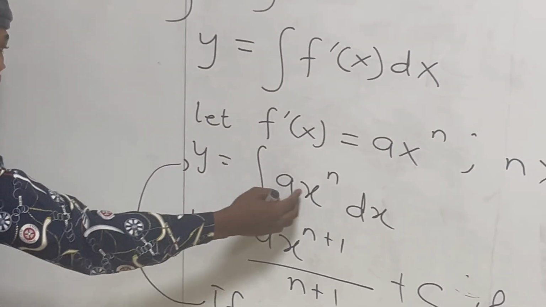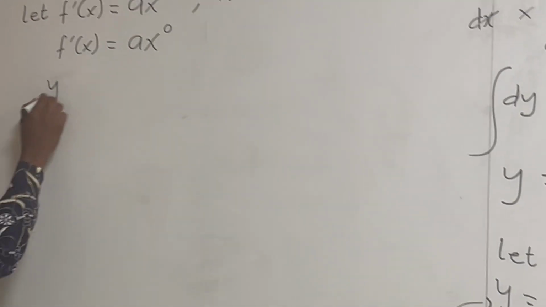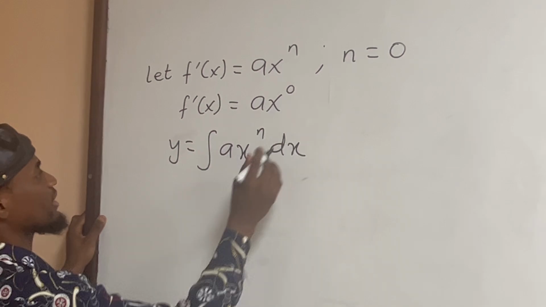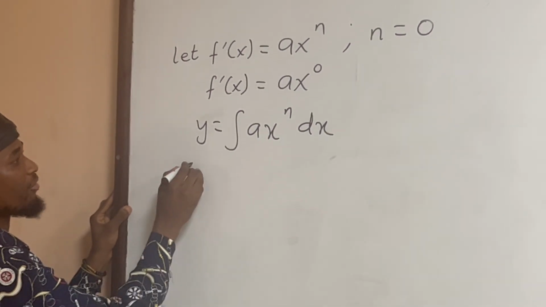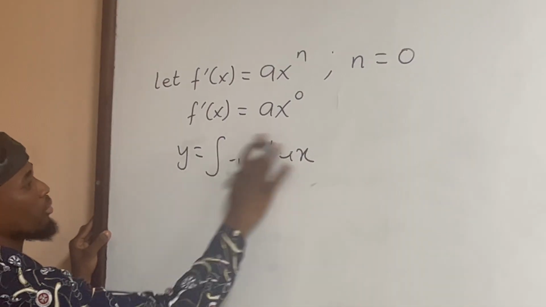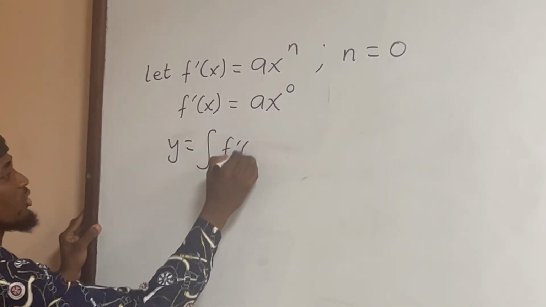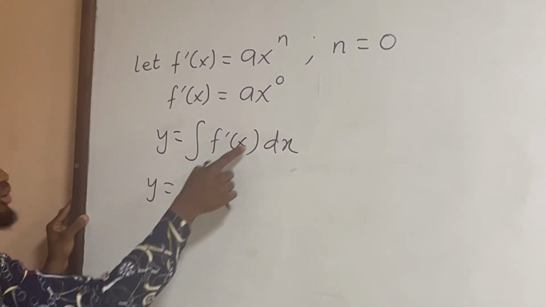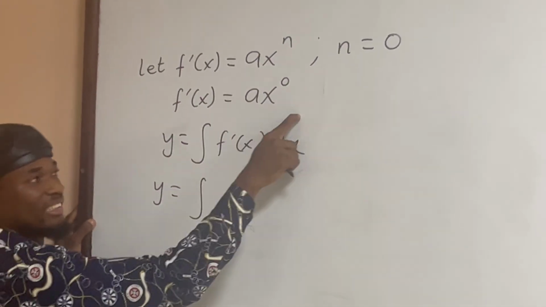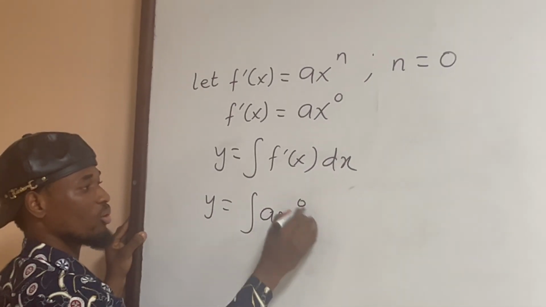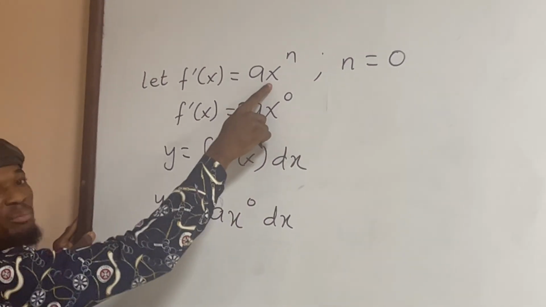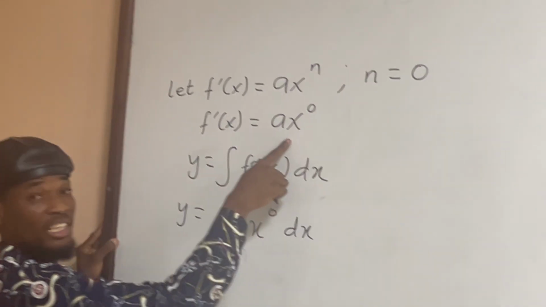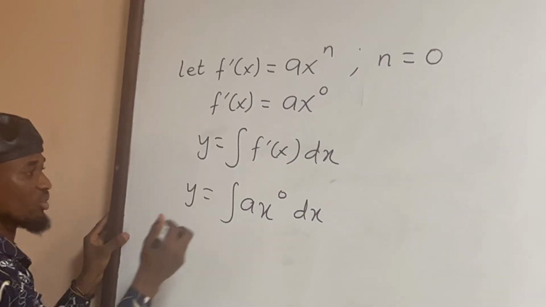So I have y is equal to the integral of the whole of this, y is equal to the integral of a x to the power n dx. I want us to be step by step. So I have y is equal to the integral of the same thing, a x to the power 0 dx. We are not using the general n because we need to obey the condition of the question. We say n is equal to 0. So I'm going to take this.